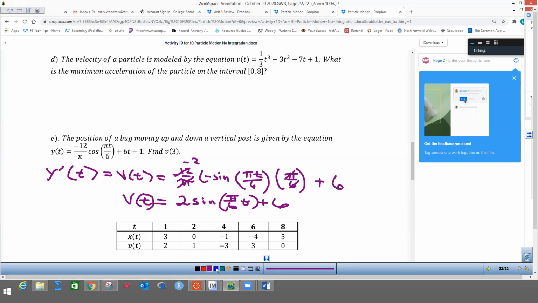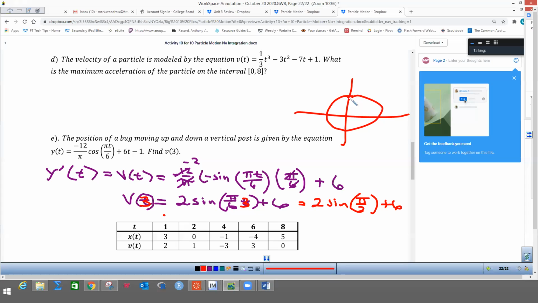So now I am supposed to plug in here 3. So I'm going to plug a 3 in, and I'm going to plug a 3 in. So what that means is I am getting 2 sine of pi over 2 plus 6. Well, pi over 2 on the unit circle is way up here at the top where the ordered pair is 0, 1. That's pi over 2. So sine is the y value, so it's 1. So this is going to be 2 plus 6, which is 8. So that should be the answer, 8.